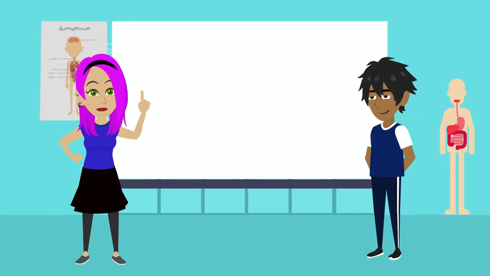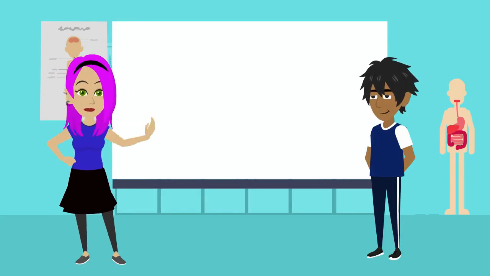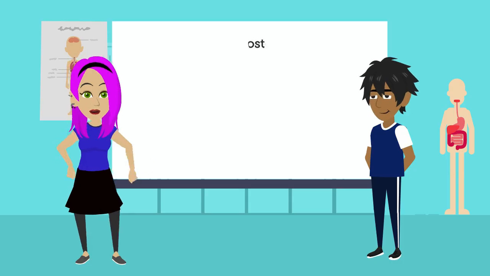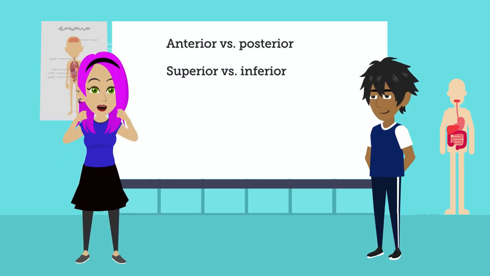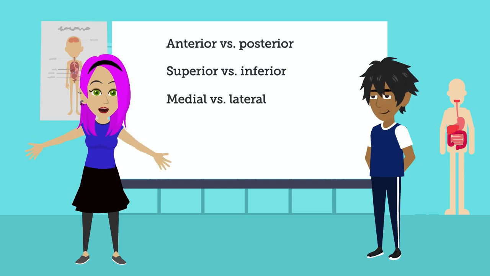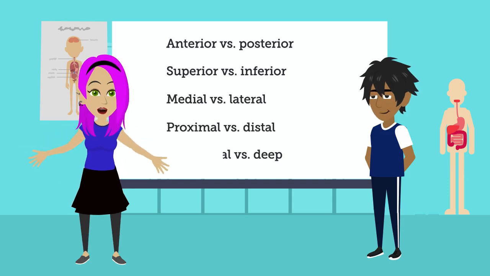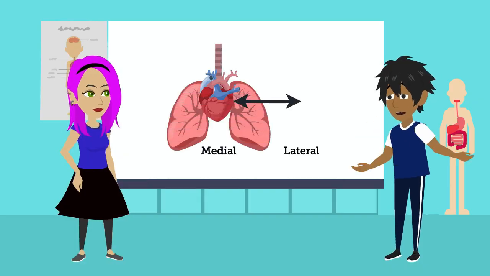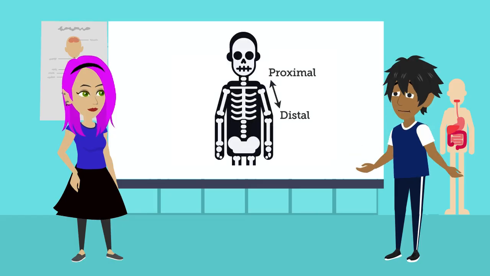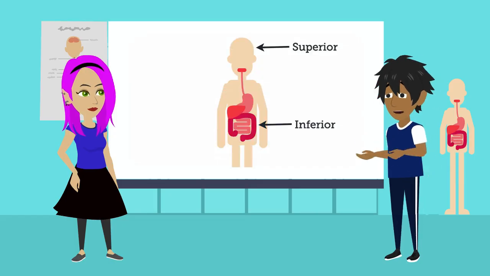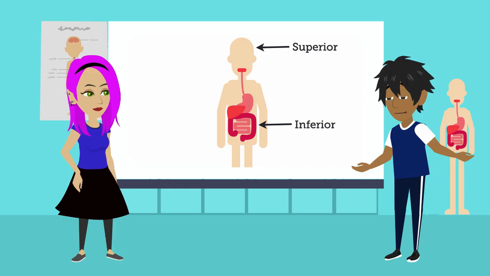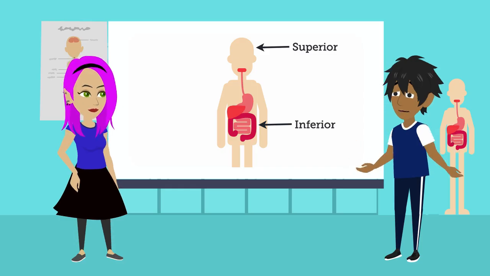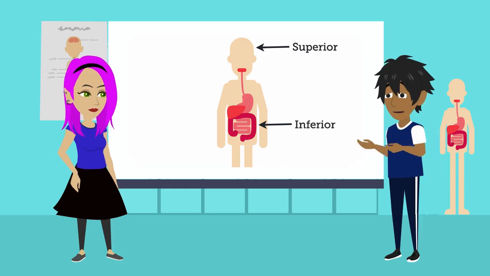Directional terms are used to describe the location of structures relative to anatomical position. Key pairs include anterior versus posterior, superior versus inferior, medial versus lateral, proximal versus distal, and superficial versus deep. For example, we describe the heart as being medial to the lungs, the elbow is distal to the shoulder, the head is superior to the abdomen. You will get more practice using directional terms to describe the location of structures in the body during lab.